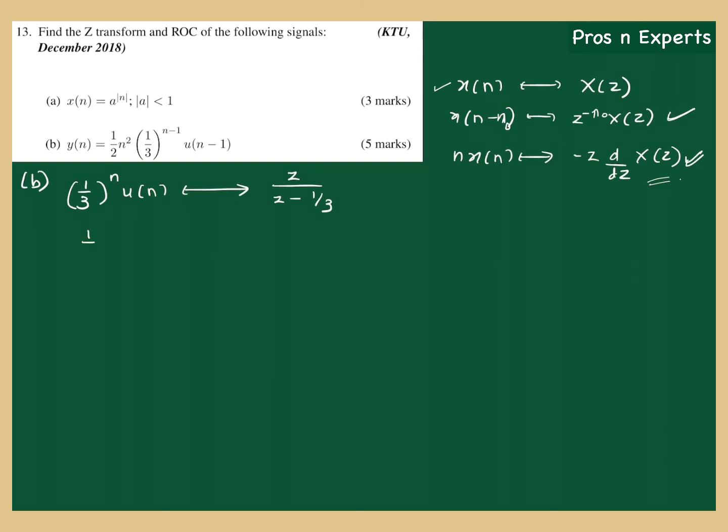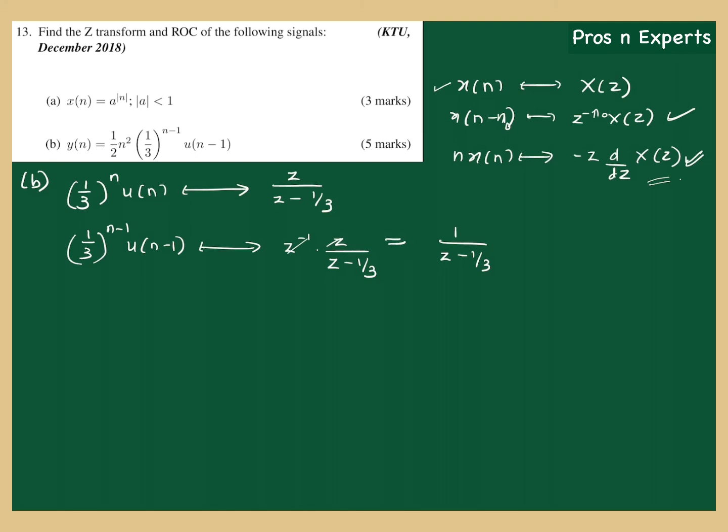Okay, so next I'm going to find the Z transform of 1 by 3 raised to n minus 1 into u of n minus 1. That is simple because you just need to rely upon the time shift property of Z transform, and that tells you to multiply z raised to minus 1 with z by z minus 1 by 3, and that will give you 1 by z minus 1 by 3 because these two cancel. Okay, so the Z transform of 1 by 3 to the power n minus 1 u of n minus 1 is just 1 by z minus 1 by 3. That is very easy.